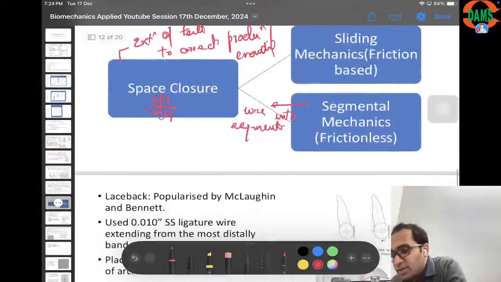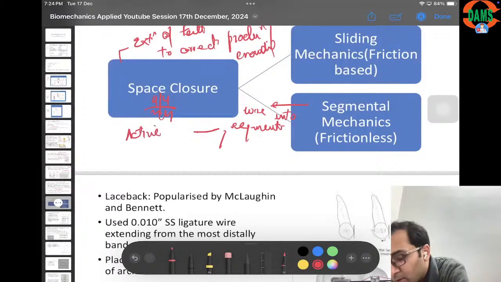So what are these segments basically? There are two segments. One is the active segment, another is the passive segment.